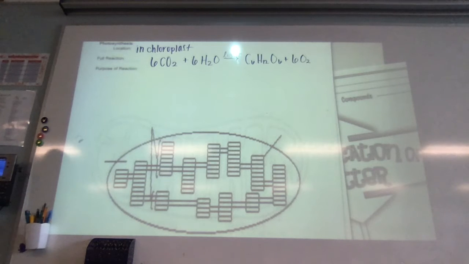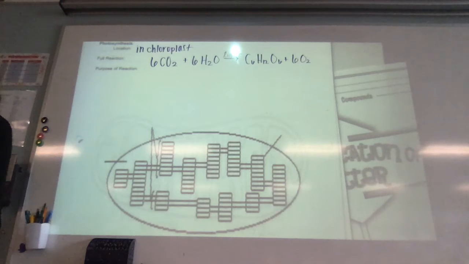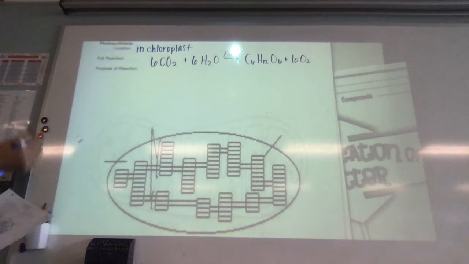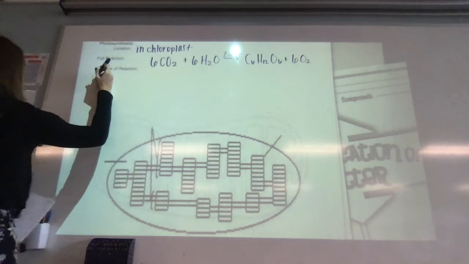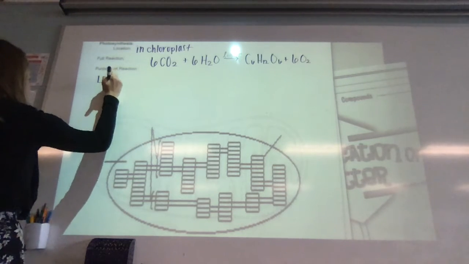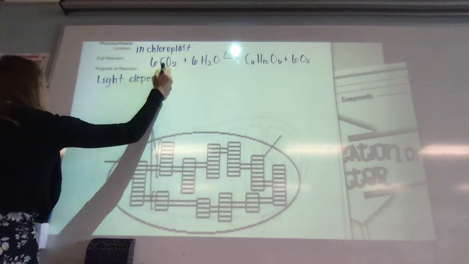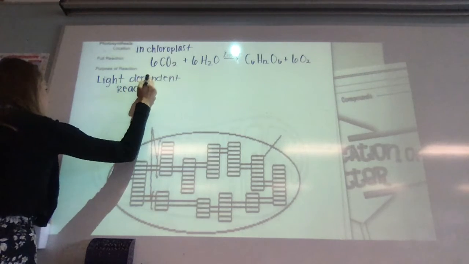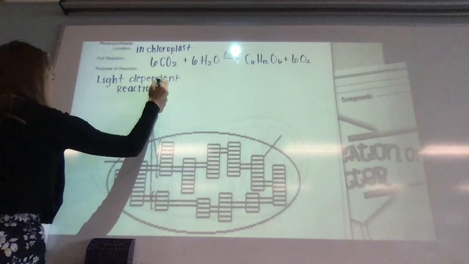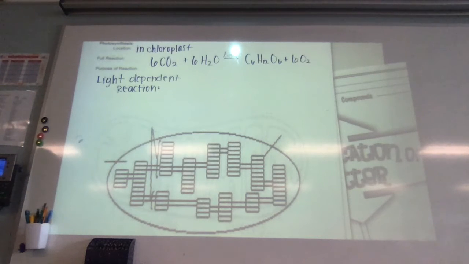I want to break this up into two separate parts, and we're going to focus on the carbon throughout this process. There are two different things happening in the photosynthesis reaction. The first is what's called a light-dependent reaction. As you know, the word dependent means it relies on something else.